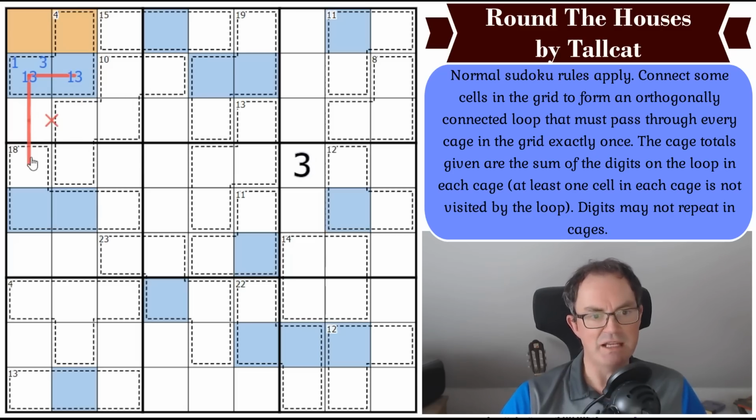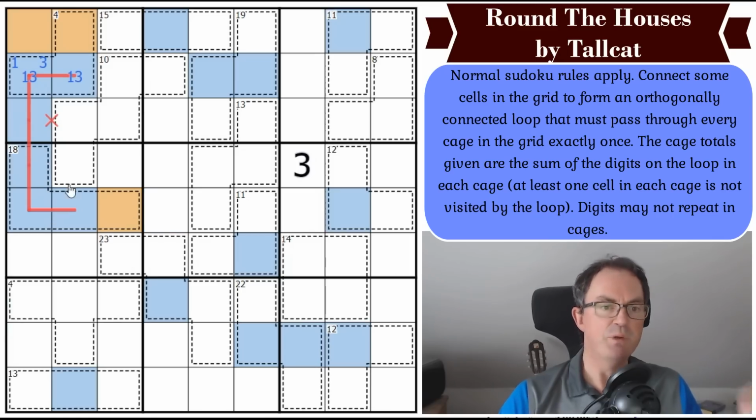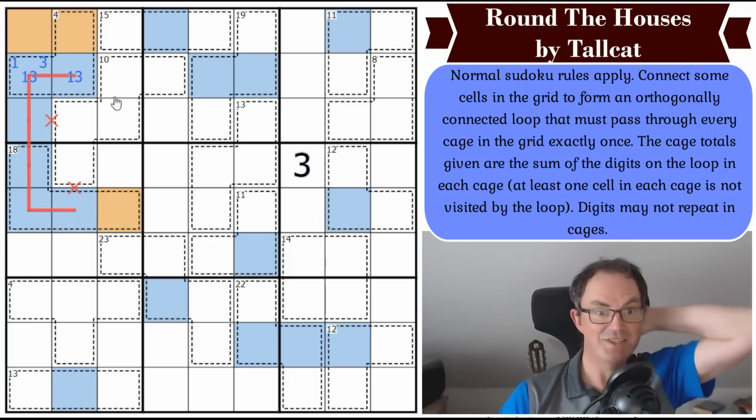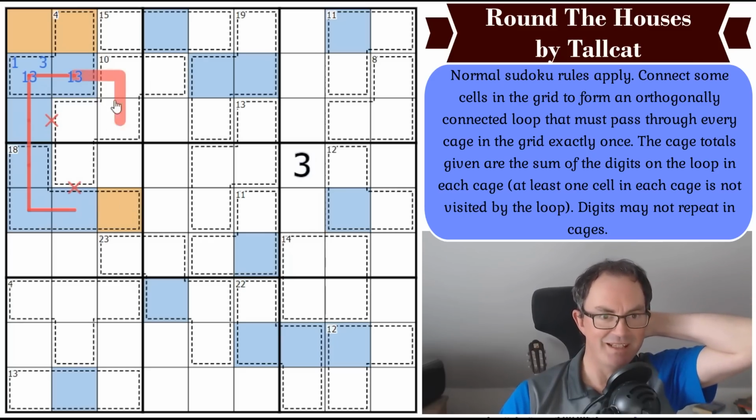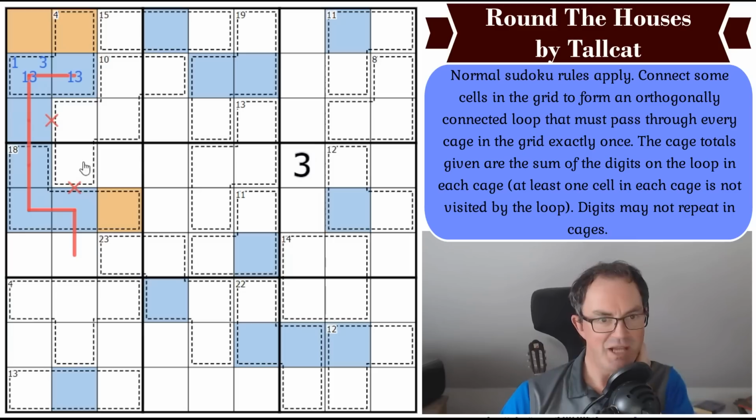So we now enter the 18 cage, which makes this square, well, it makes both of these squares blue, but now that square is most certainly orange. And we have to stay in the 18 cage until we leave it. And we know we can't leave it into the 10 cage, because then we're going to create a tiny loop again. So we've got to go down. Okay. Don't know what we then do.